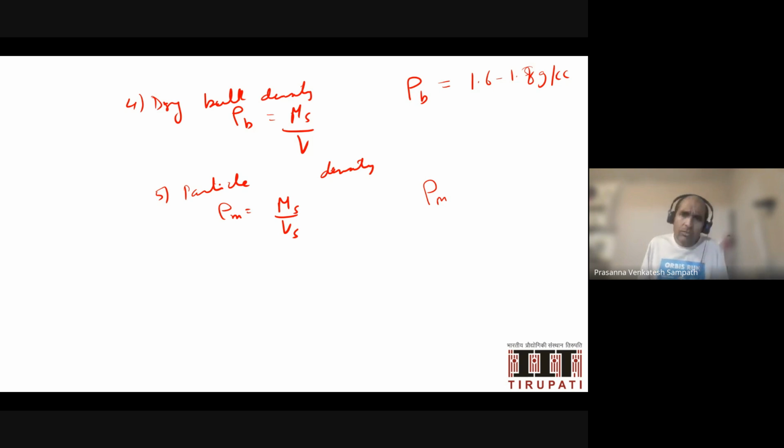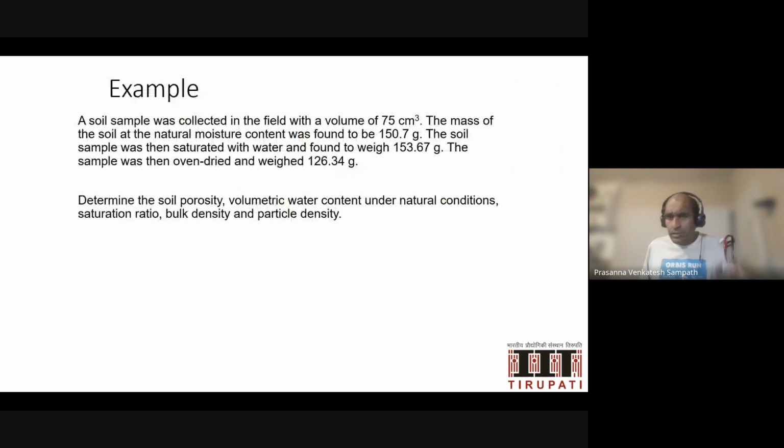So the particle density typically goes from around 2.6 to 2.75 or so grams per cc. That's the kind of range of values that you typically expect for any kind of soil. Particle density is around 2.6 to 2.8, and the dry bulk density is about 1.6 to 1.8 grams per cc. Okay, now I'll just quickly go through this example. We're not going to solve it.